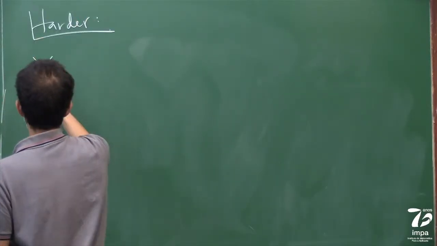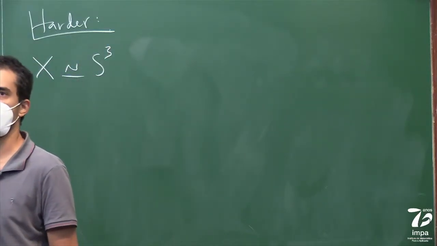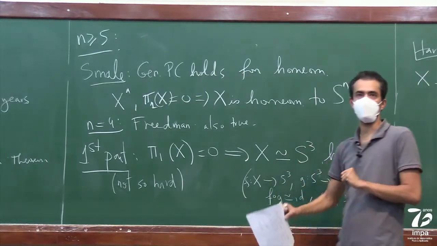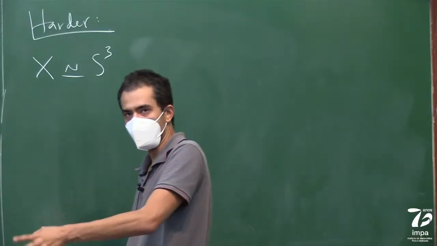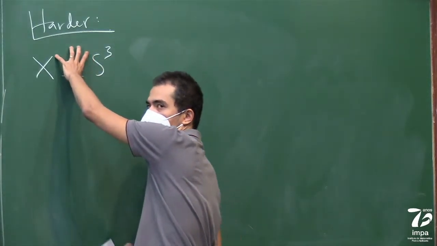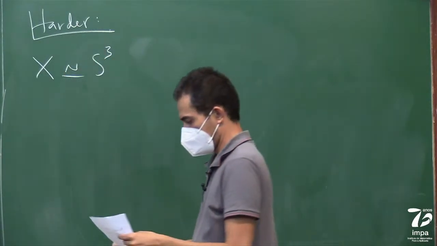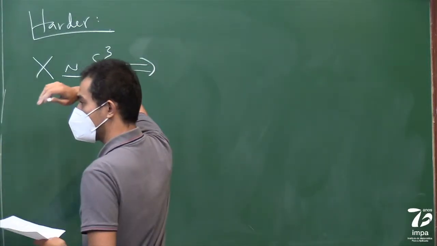Once you know that it's homotopy equivalent, and this part actually is true in any dimension, by the way, so if you're simply connected, then you're homotopy equivalent to a sphere. That's true in every dimension. The part that's really harder is showing that if you're homotopy equivalent, then you're homeomorphic. Okay? So basically now it's showing this, and it's not 3, it's n.